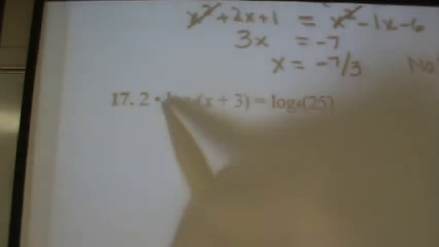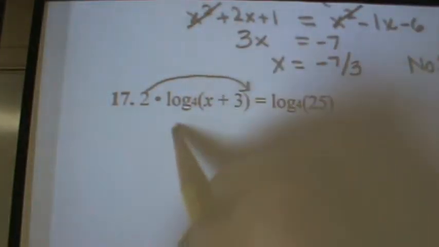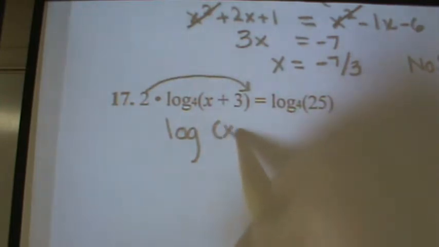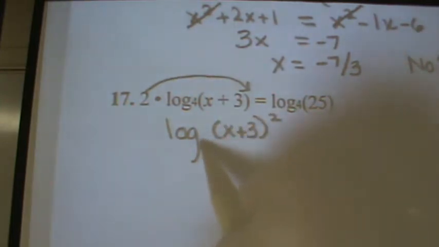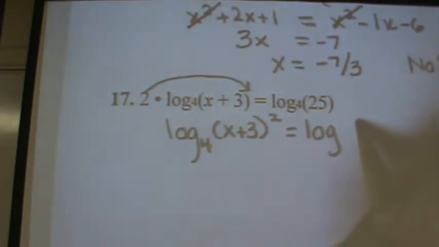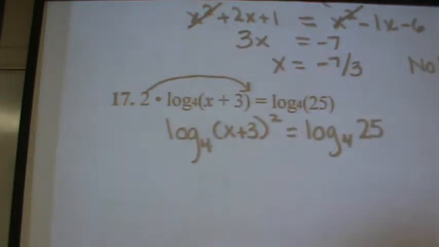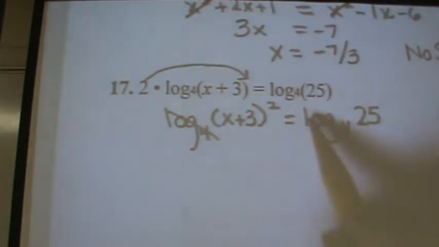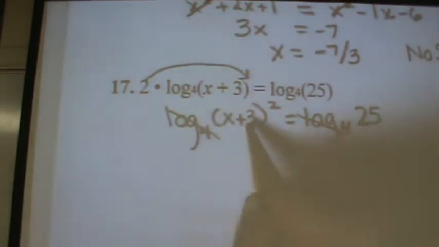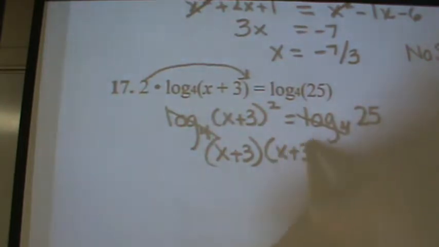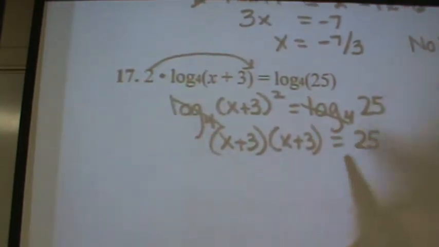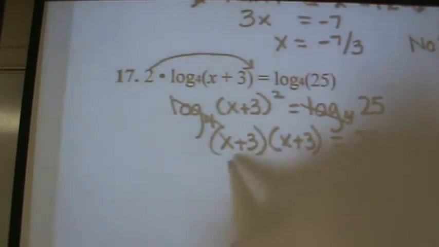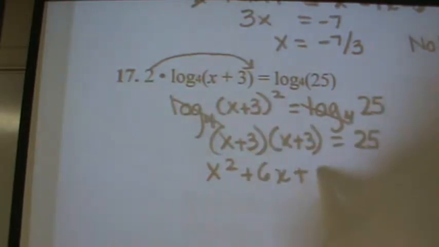Number 17. This is squaring this quantity. So you have the log of x plus 3 quantity squared, base 4, equals the log of 25 base 4. What cancels? Those two, log base 4. So what's x plus 3 quantity squared? You have to FOIL that. So you get x squared plus 6x. There's another way you could have done this problem too, but we're just going to keep going this way.